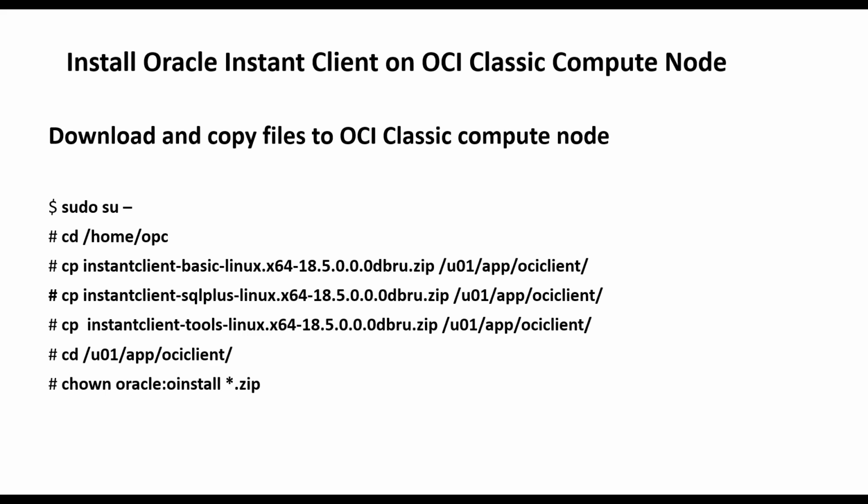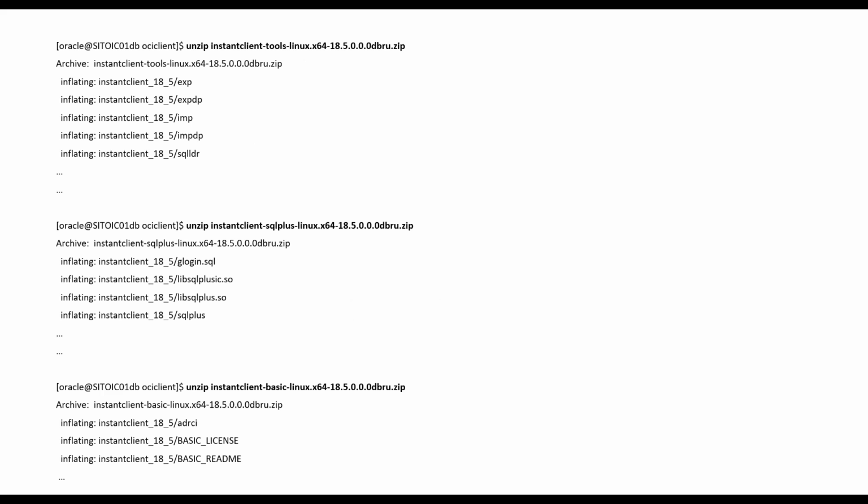In that case, we have to use what's called the OCI Instant Client. It comes with 3 different files: one is basic, one is SQL Plus, and one is tools. You can see out here, I unzip all those 3 files. You can see executables like EXPDP, IMPDP, SQL Loader, SQL Plus, for example. All of these are getting extracted into my GoldenGate compute node for Cloud Marketplace, and this will be used by my MV2ADB tool.